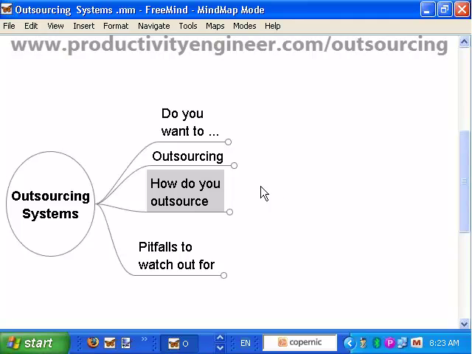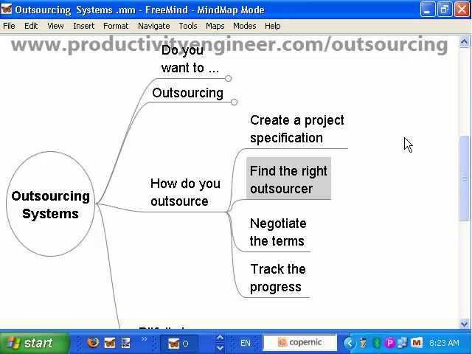This is the third module of outsourcing systems. Here I'm talking about how do you outsource. So there are basically 4 steps I want to talk about in what you need to do in order to outsource a project. The first and very important is create a product specification or project specification.